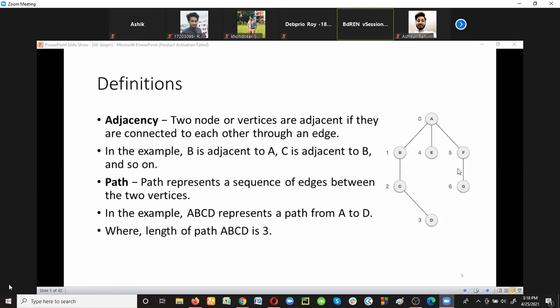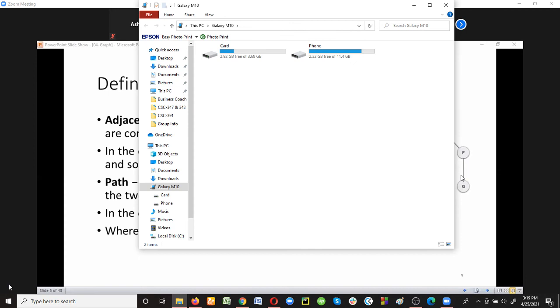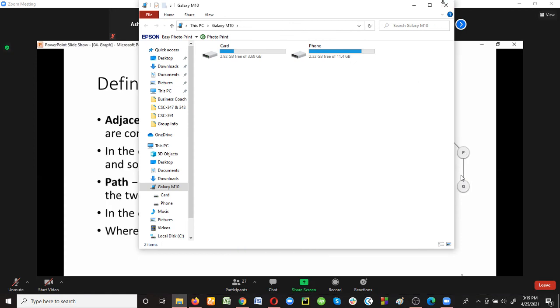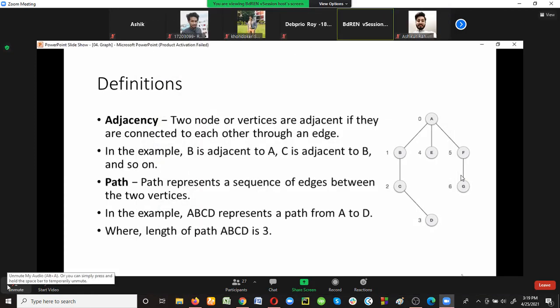And how can we find out the length of that path? By counting the number of edges. Here between A and G there are only 2 edges. One is from A to F and another is from F to G. So the path length is 2. Clear, what is path length? And there are some other path sequences also.